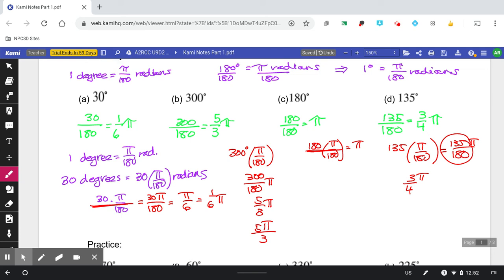So you can do it two different ways. If you find understanding what radians really are, you can just look at it this way, as what part of 180 degrees is it? And that gives you the number of radians. Or if you just like following formulas, you're just multiplying the number of degrees by pi over 180 and simplifying. And that's it.